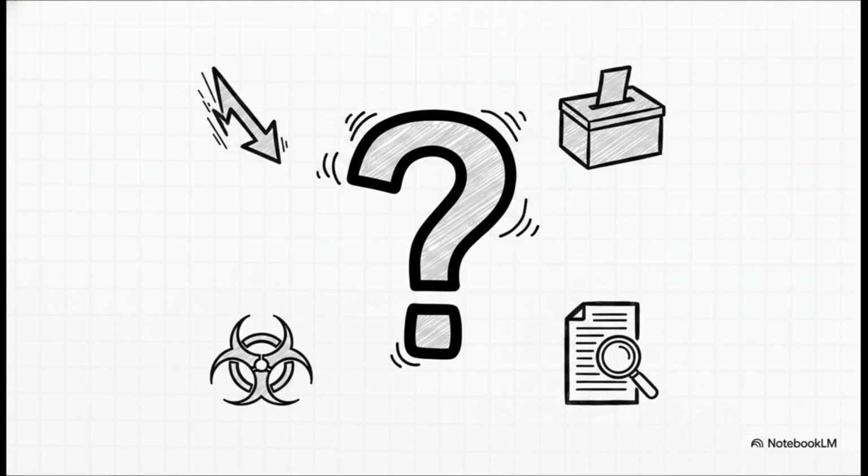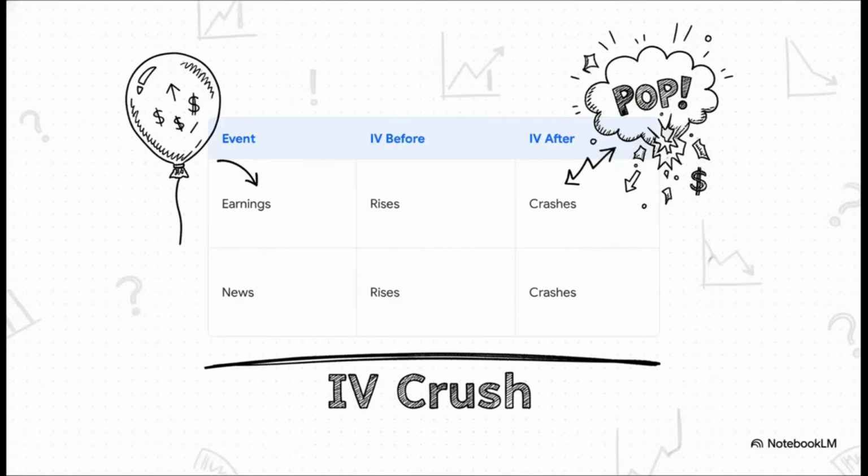Whenever the market doesn't know what's going to happen tomorrow, traders rush to buy options for protection, and that drives those premiums straight through the roof. Now check out this pattern. Right before a big event, like an earnings report, you're going to see IV steadily inflating, kind of like blowing up a balloon. Everyone is out there buying options to prepare for a massive move.